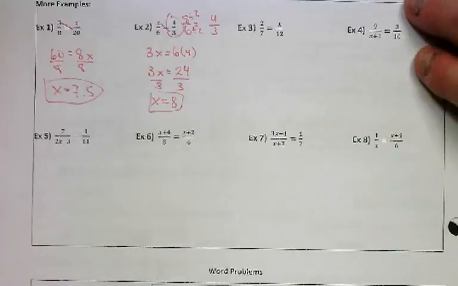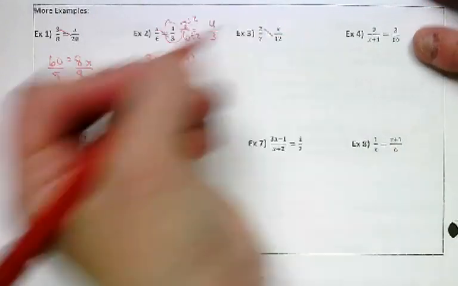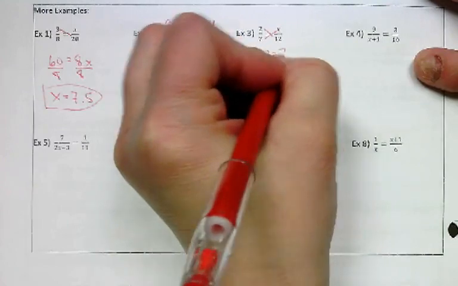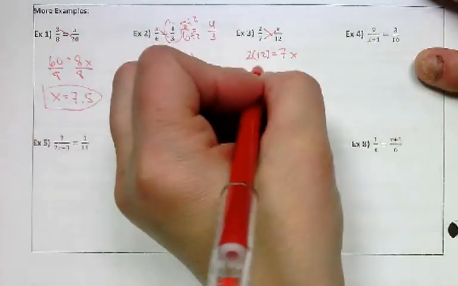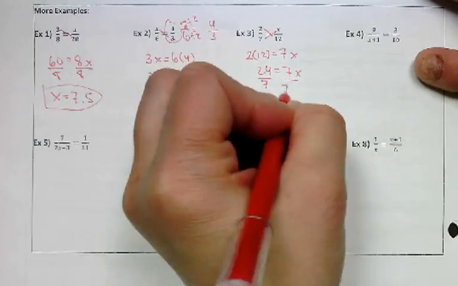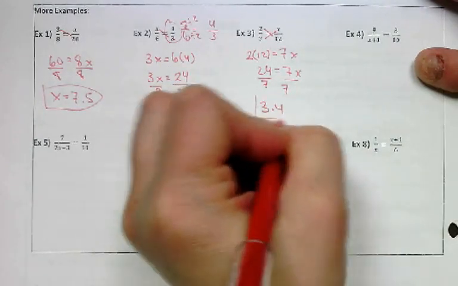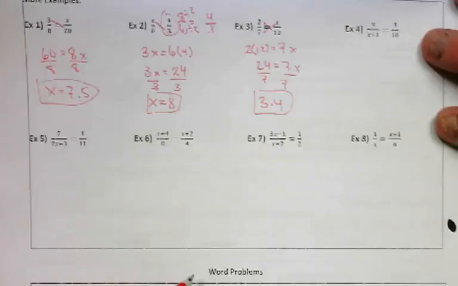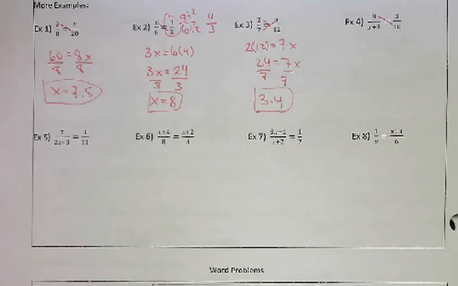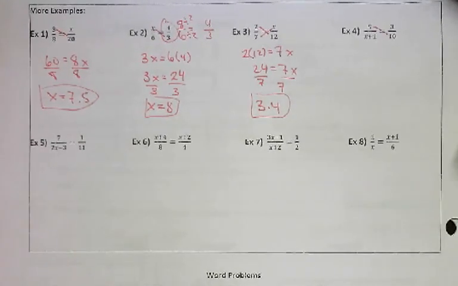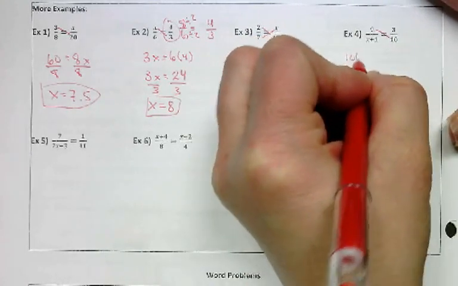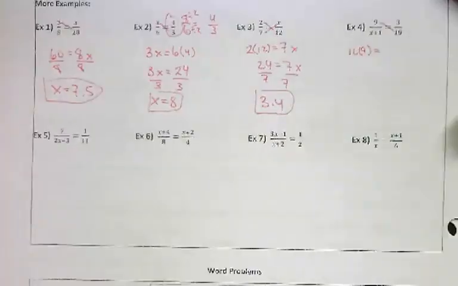Okay, so let's take a look at the next one, 2 times 12. So 2 times 12 equals 7 times x. So 24 equals 7x. Divide by 7, and you get 3.4. All right, so this is one where you want to be sure that you're writing stuff out. Here, 10 times 9, that's not too bad, right? We could probably do that in our head. But here's where the error occurs.